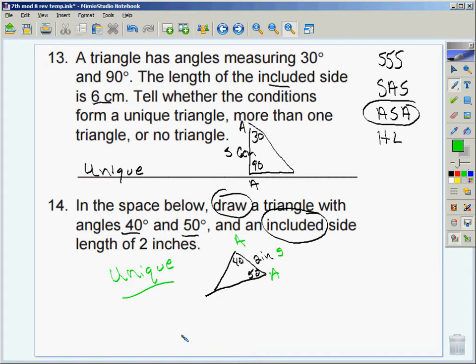You will not have to draw one, but you may have another question that says, is it going to be unique? Would there be more than one or none? Remember, to be unique, it has to fit this list. Questions on 13 or 14?